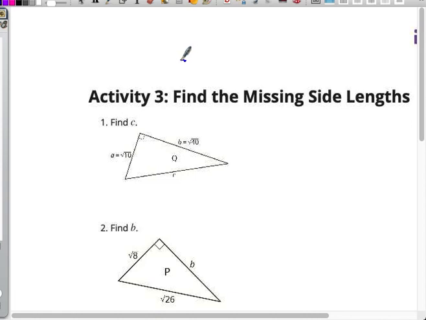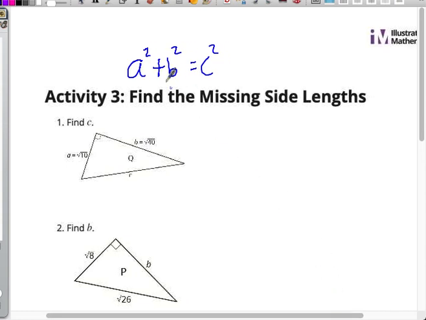A squared plus B squared equals C. There we go. You're trying. A squared plus B squared equals C squared. Okay, and listen, this is a formula, right? This is the basic form of the formula.